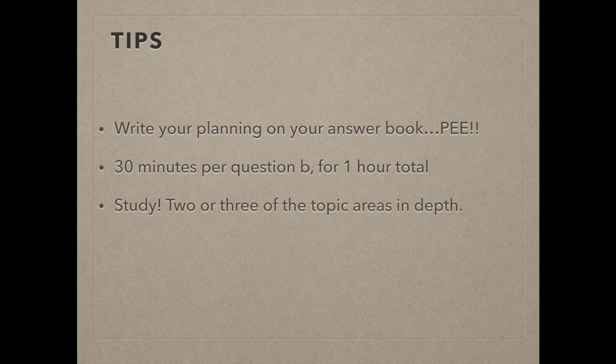So write your planning in your answer book, and of course, if you're running out of time, bullet points. Give yourself 30 minutes per question B for 1 hour total with both question B's answered. That includes the time that you have taken to read the question, plan, and actually write it out. Only 30 minutes per question. And of course, study. There are no extra little things here like with your paper 1 where you have sources that you can read and evaluate. You do not have that here at all, so you have to study.